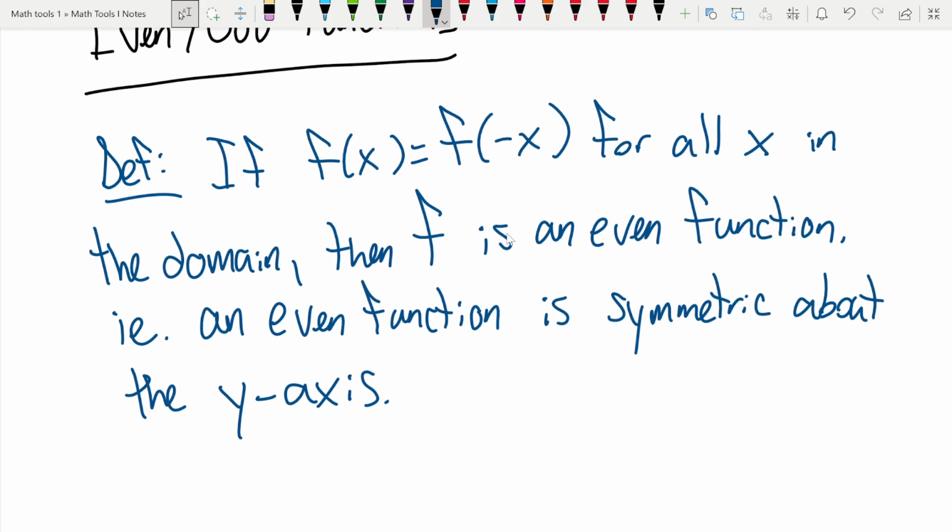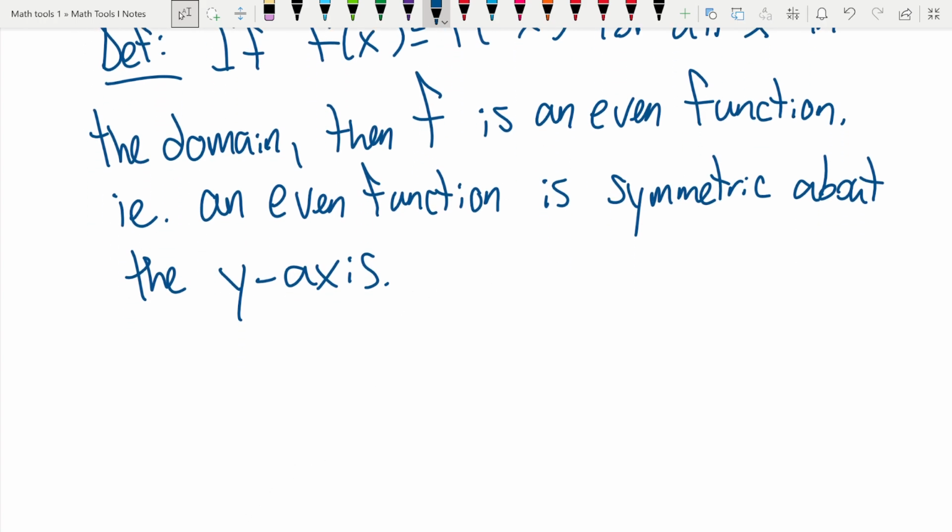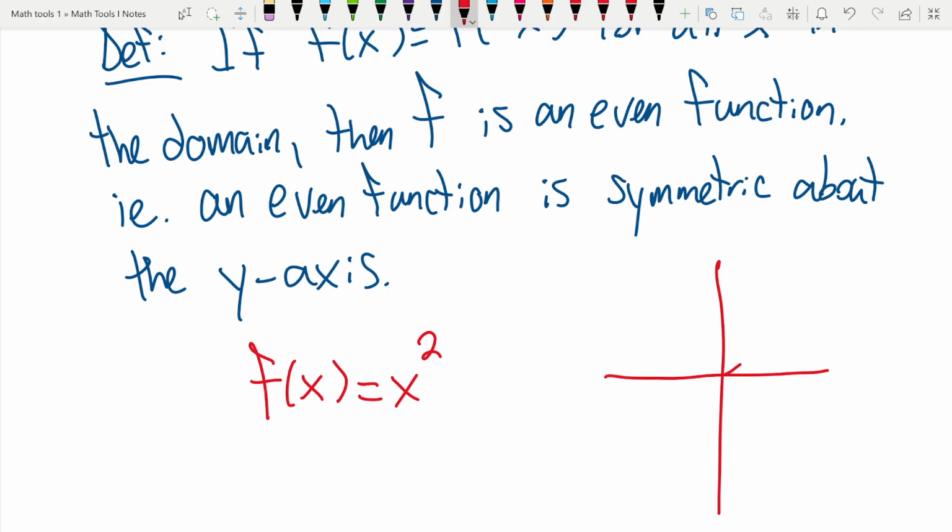Okay. So maybe the first function that comes to mind would be x squared, right? f of x equals x squared. This is a function which is symmetric about the y-axis, so it should be an even function. So let's go ahead and show that.